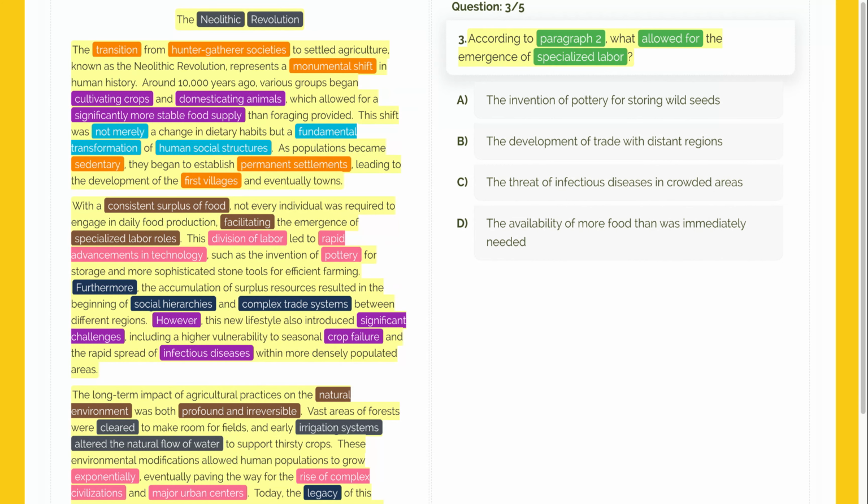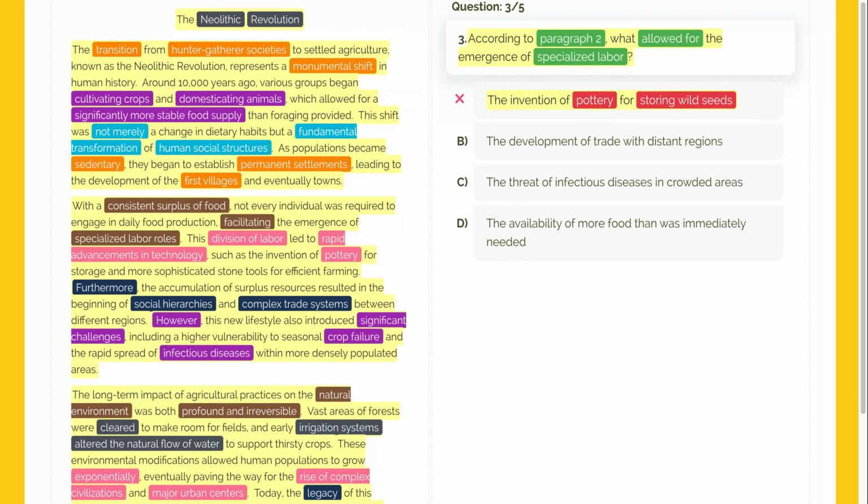In the passage, specialized labor roles are mentioned right after a specific condition is described. Let's find that condition in the text. Let's evaluate option A together, the invention of pottery for storing wild seeds. This option mentions pottery and storing wild seeds. Paragraph 2 does mention pottery for storage, but the text says pottery was a result of specialized labor, not the cause of it. Also, the text refers to cultivating crops rather than just wild seeds. This mixes up the cause and the result.